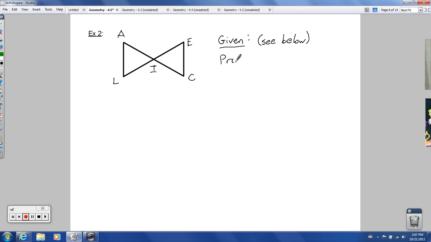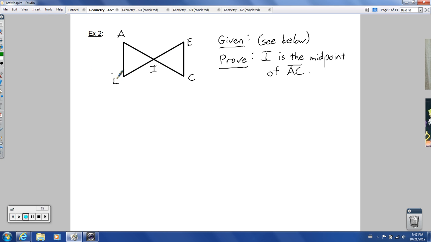But to prove, here's what I want to prove. This is my last step for this one. I want to prove that I is the midpoint of segment AC. I'm going to try to prove that that is true. I is the midpoint of segment AC.